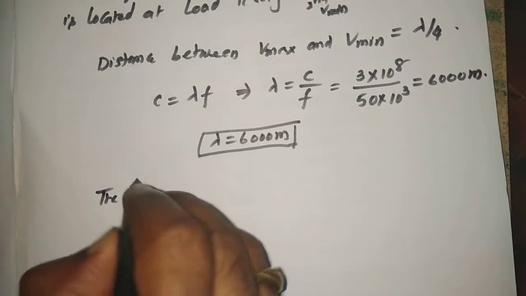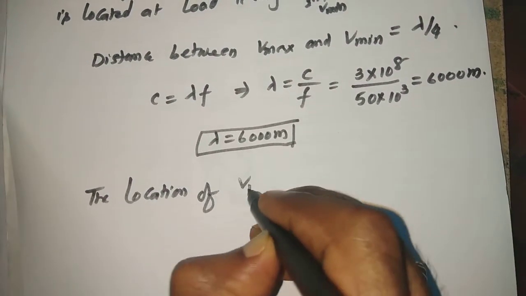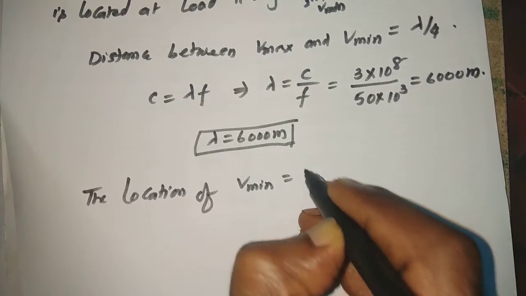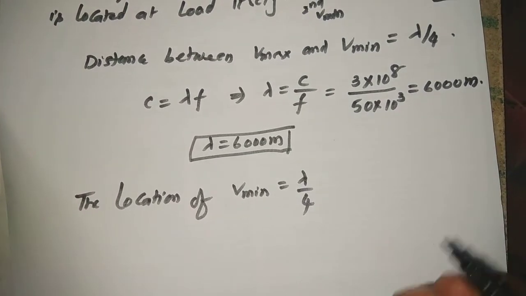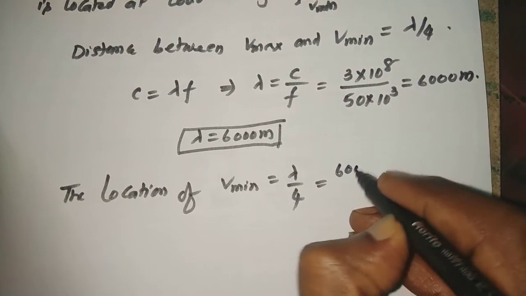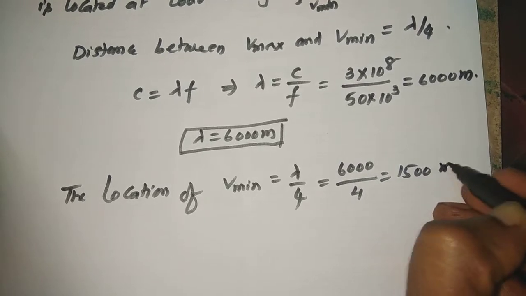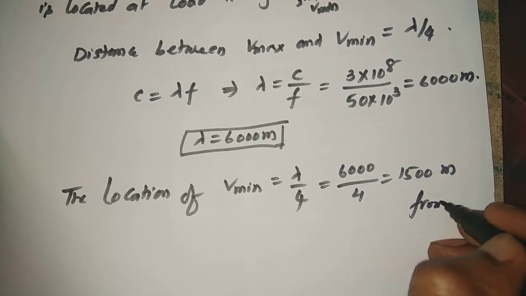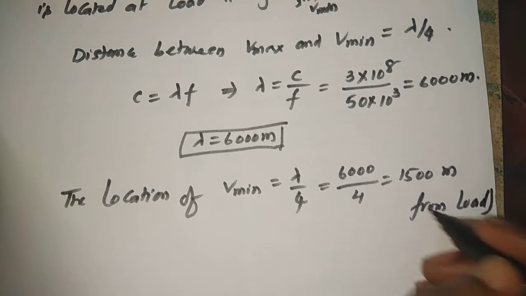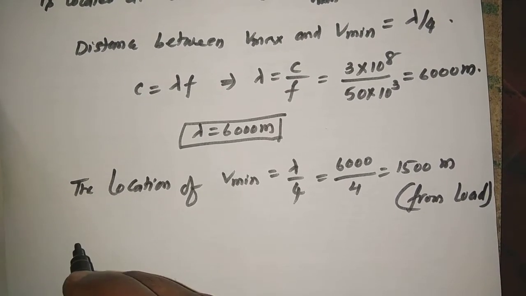Now the location of V minima is lambda by 4 from the load. So lambda is 6000 by 4, which gives 1500 meters. This is from the load.